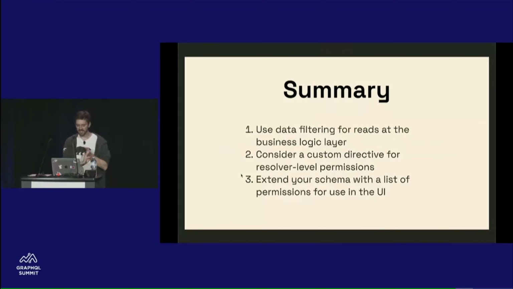Okay, so three takeaways. One, defaulting to authorization in the business logic layer is a great approach, especially if you do database-level filtering for reads. That's really powerful. Number two, there's a time and place for custom GraphQL-level authorization, and it can be really great to build schemas that have rich information about permissions. And then finally, consider extending your entities with this permissions field so UIs can be built on top of them.